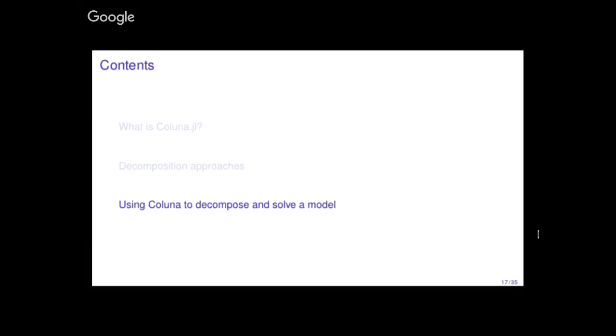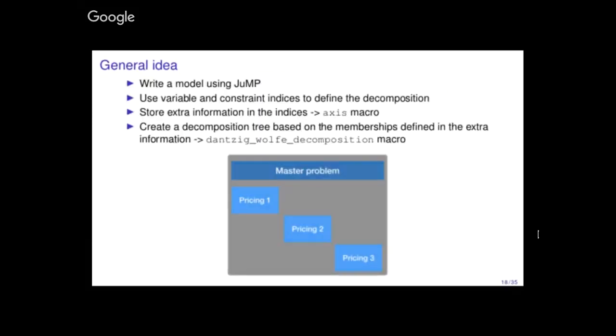Now, a bit on Coluna, how you use it to decompose and solve your model. First, I'll tell you the general idea of the interface for the user, and then I'll give you a few examples. The general idea is basically you want to reproduce this kind of structure, right? This is the typical structure of your problem, and you want to tell the solver, in this case Coluna, okay, this is my master problem, and we have these three subproblems, and each of these subproblems has these variables and constraints, okay?